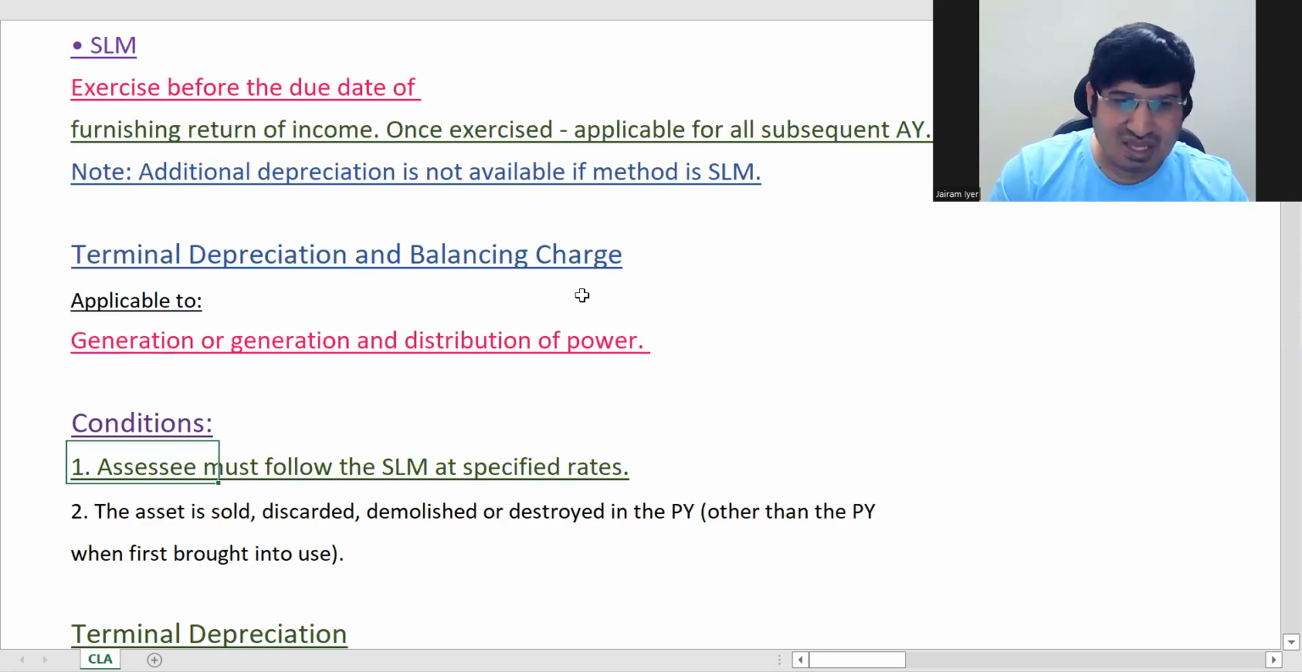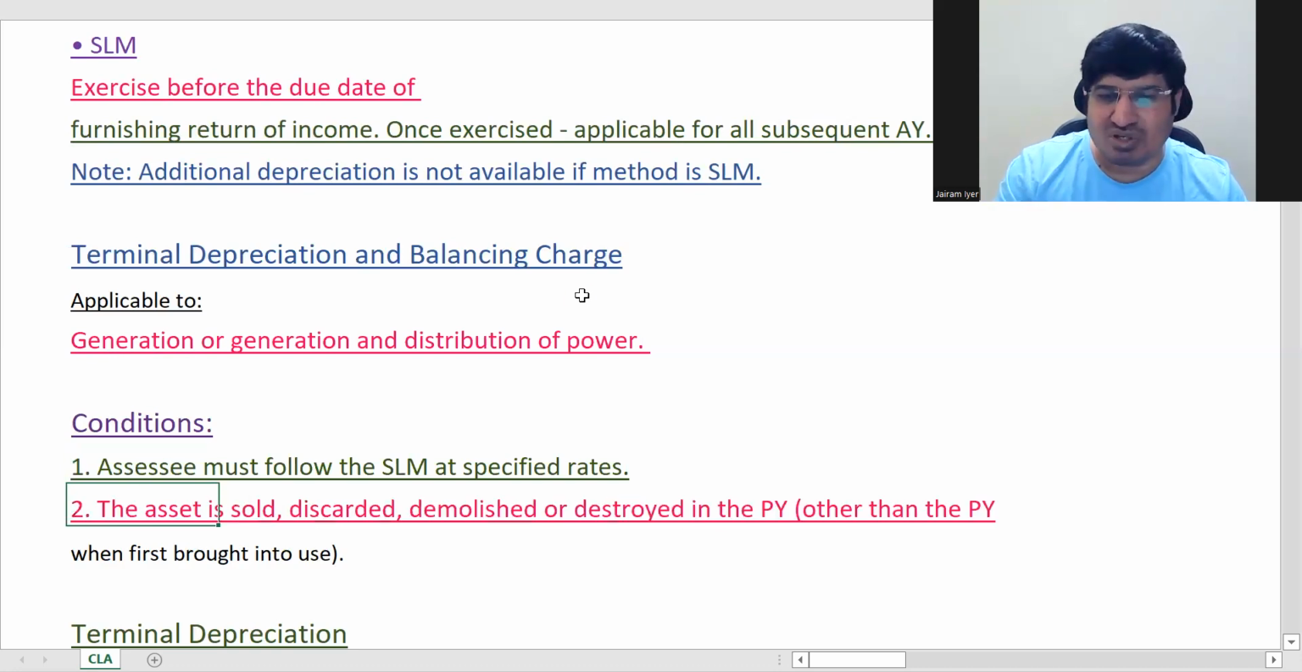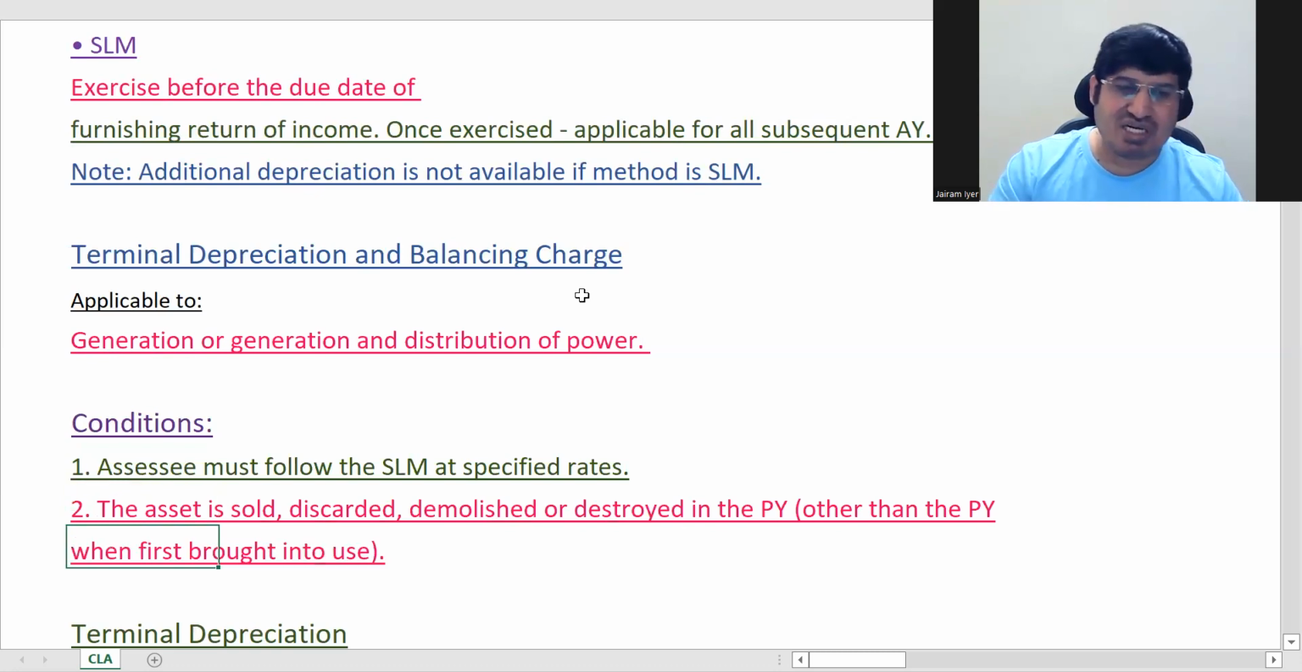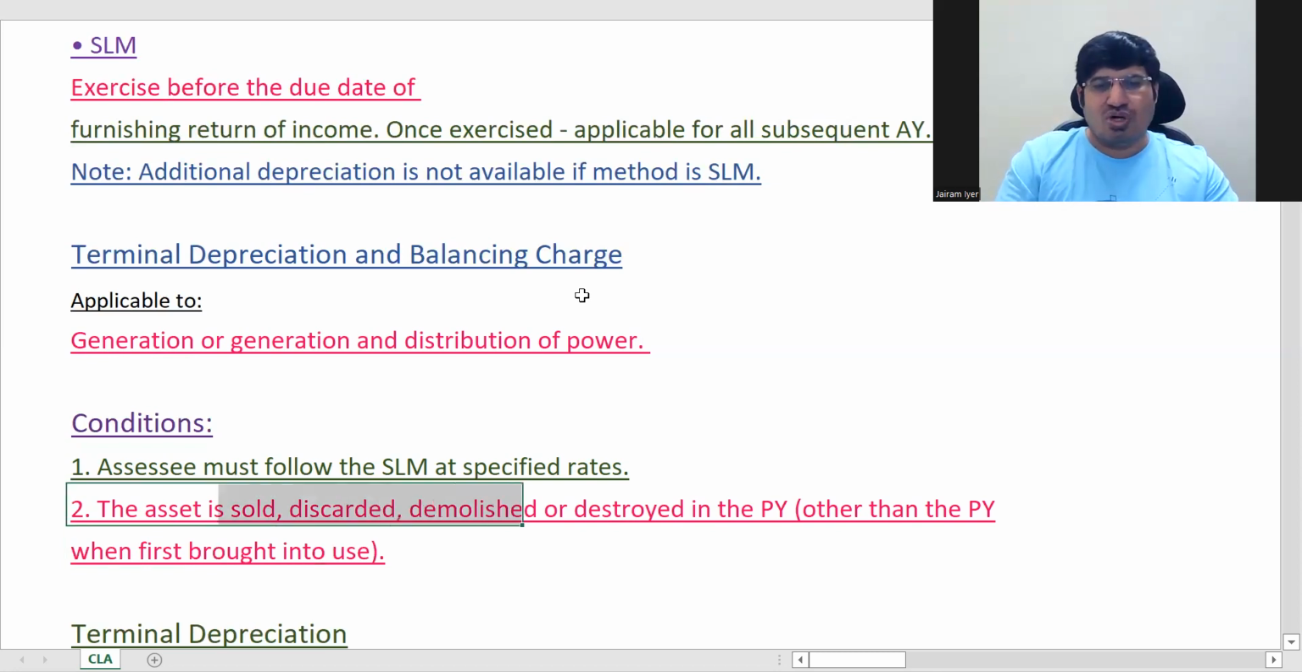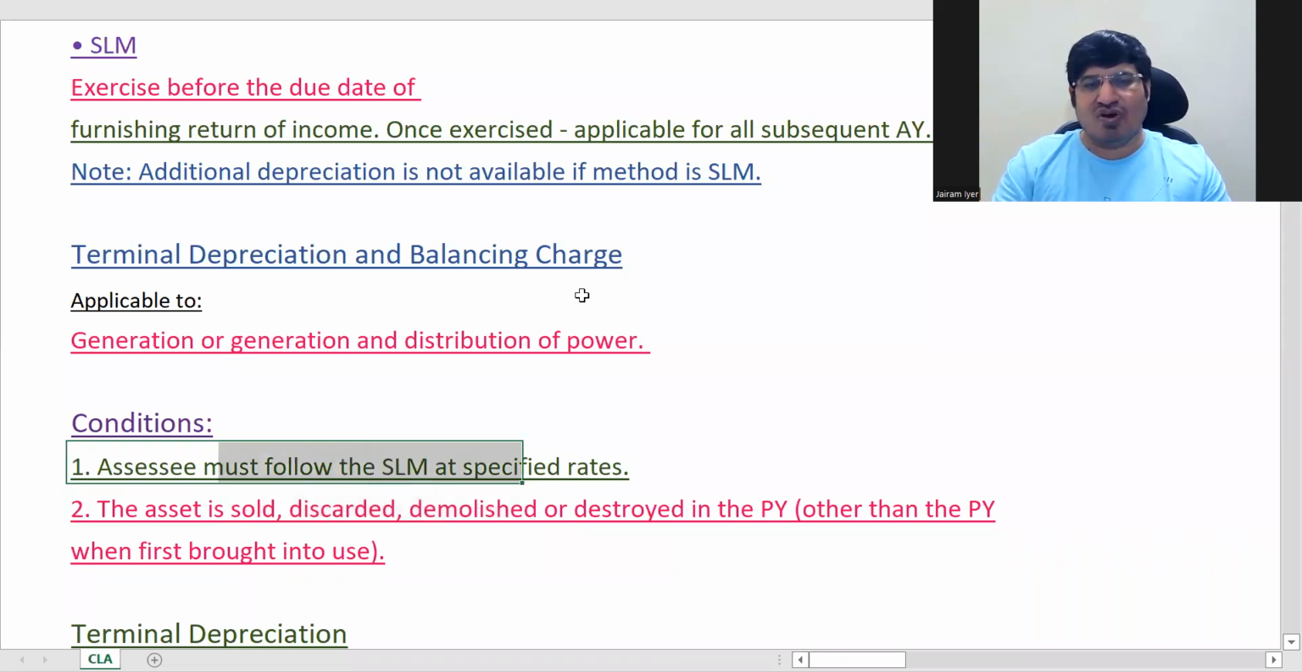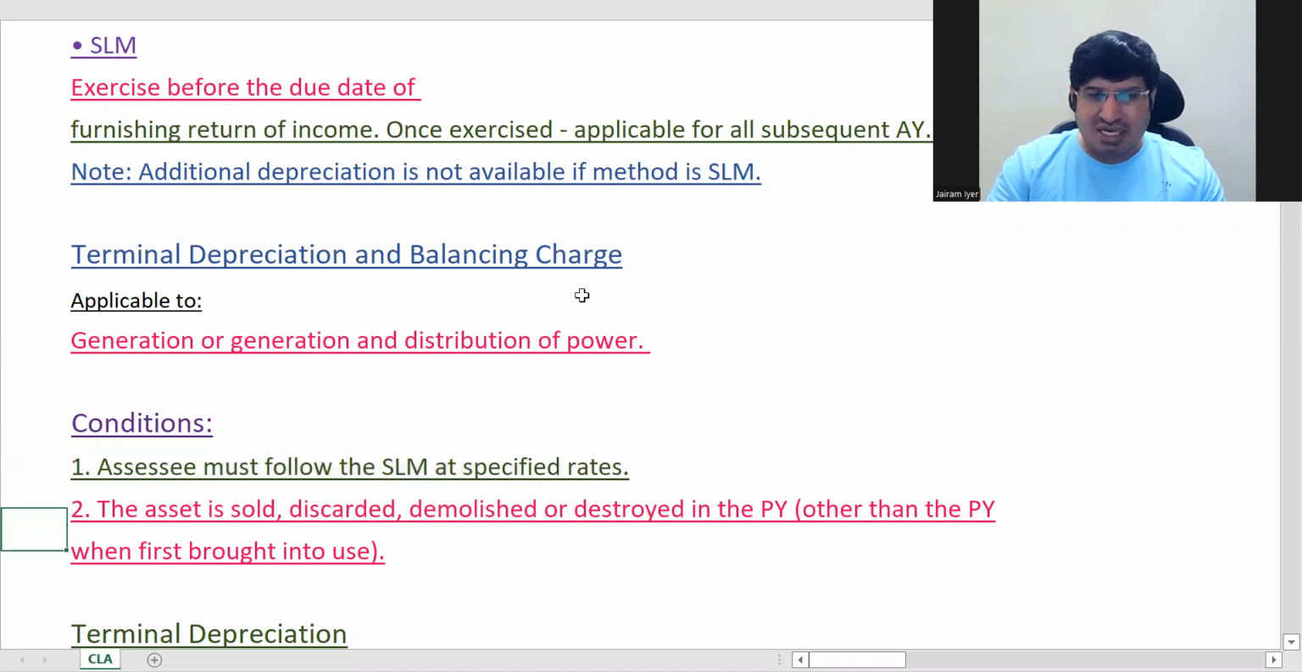Right. And the asset is transferred, basically sold, discarded, demolished, or destroyed in the previous year, other than the previous year when it is first brought to use. Basically, it is sold or transferred in the previous year, right? And you, SSC, must be following SLM method, right? So now what is terminal depreciation? What is balancing charge? That is the next question.